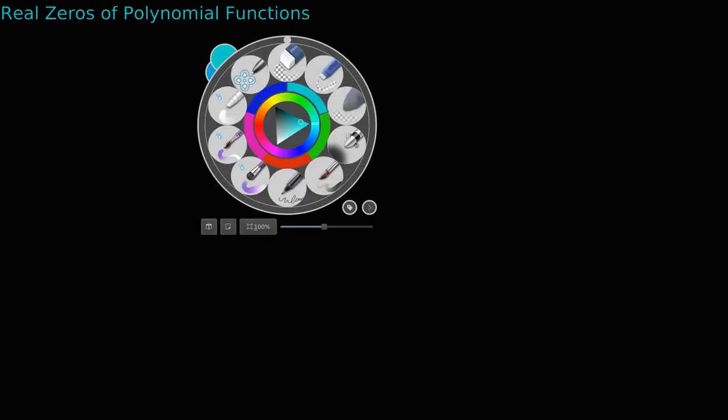Hello, the first topic of this video is real zeros of a polynomial function. Let's say I have a polynomial function f(x). For example, let me write down a polynomial function f(x) equals 3x square minus 7x plus 8. I'm just writing any polynomial function anyway.